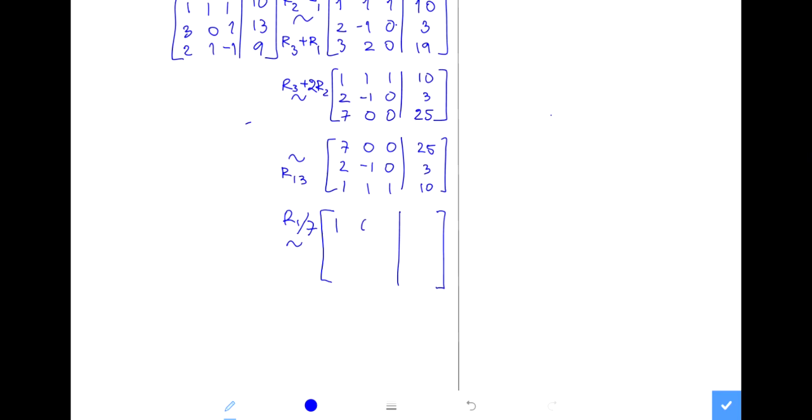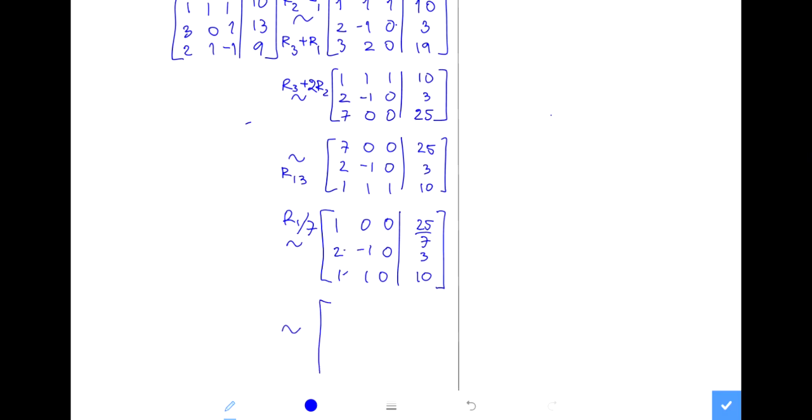So this one would be 1, 0, 0, 25 over 7. Here, yay, we have 100 now. And here is not changed. This is unchanged: 3, 10. Next, I think that we can eliminate this and this. From this number 1, I can change this to be 0. I can change this to be 0. So I'm gonna do this now.